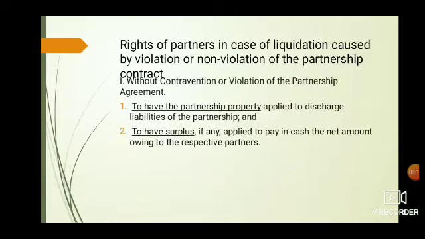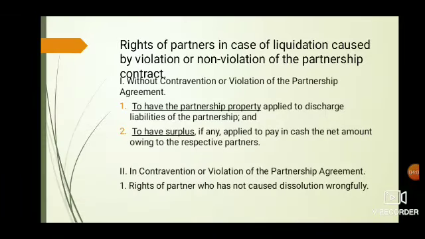So, the rights naman if there is a violation in the partnership agreement. First, let me discuss the rights of the partner who has not caused dissolution wrongfully or the innocent one. Actually, same lang siya ng rights sa taas, which is to have the partnership property and to have surplus. So, I will explain the one which is to have the partnership property. It means that the innocent one may apply for partner's lien, meaning he or she may use any contribution from the other partner and deduct them to pay the debt caused by other partner.